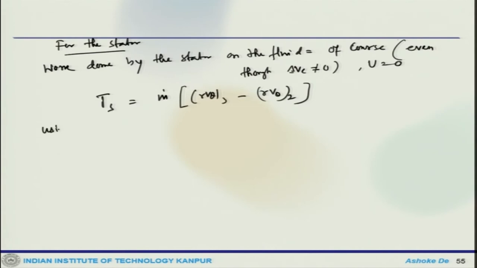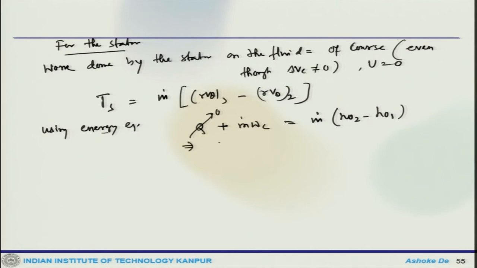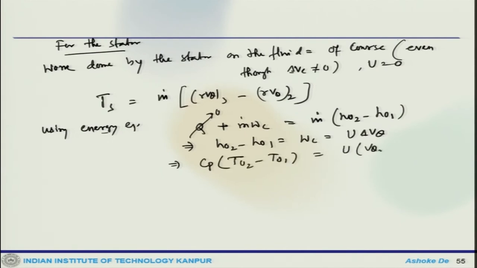So, now if we use the energy equation, this is adiabatic, which will be m dot (h naught 2 minus h naught 1). h naught 2 minus h naught 1 is W c, which is u delta v theta. So, C p (T naught 2 minus T naught 1), if you expand this, is u (v theta 2 minus v theta 1). So, what we get here is that delta T naught divided by T naught 1 would be u delta v theta by C p T naught 1.